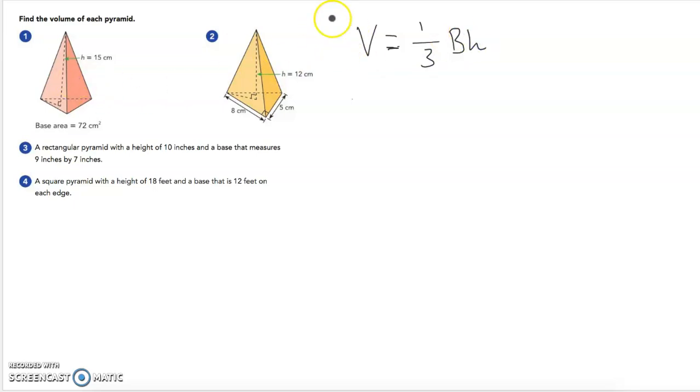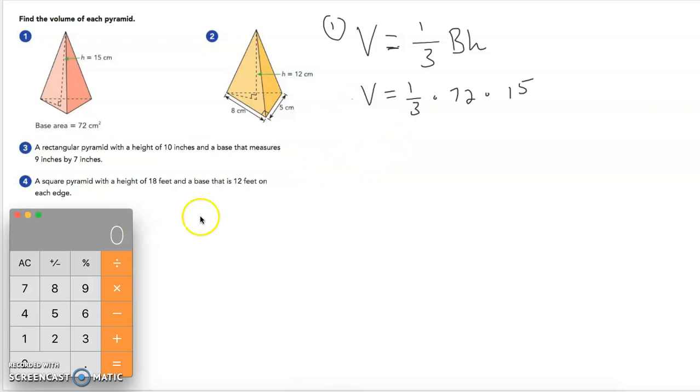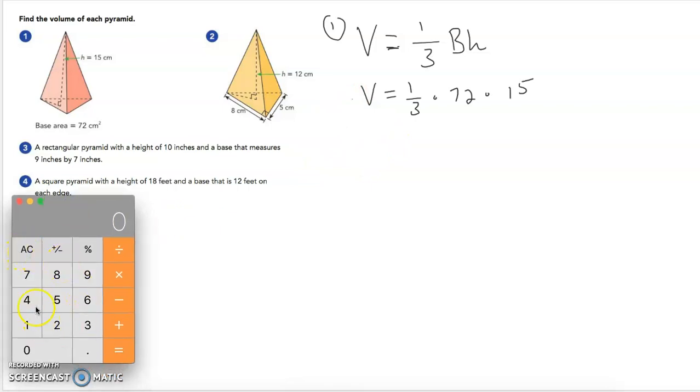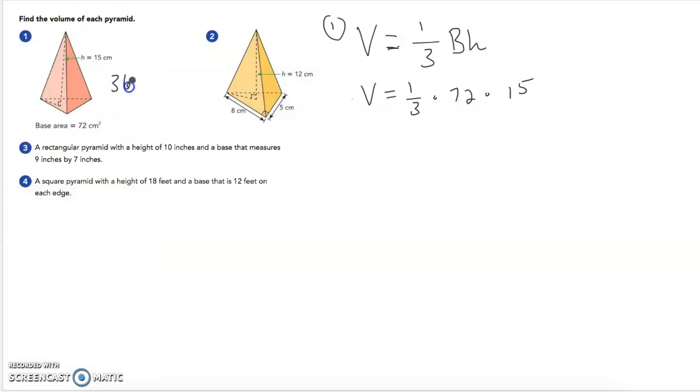So for number 1, here, the area of the base, they already tell us it's 72. That was easy. So its volume equals 1/3 times 72 times the height, which is 15. Now it's just a matter of doing, and we could do this any way we want to, but we could just do 72 times 15 is equal to that, times 1/3 or divided by 3 is equal to 360. So the answer to number 1 is 360 centimeters cubed.